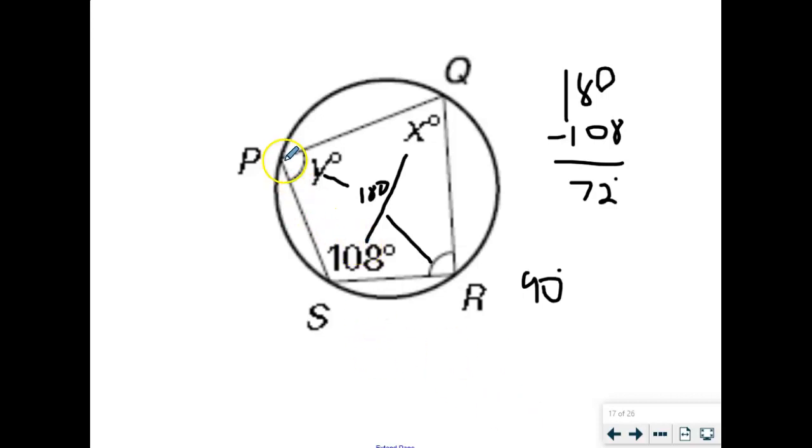Now another way to look at it would be that we could call both of these Y, and that's a tick, that's Y. So you could say 2Y is equal to 180. And then when you divide it by 2, of course you get 90 degrees.